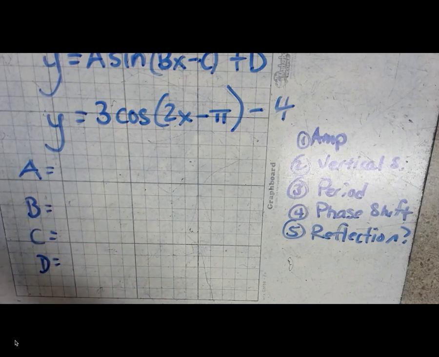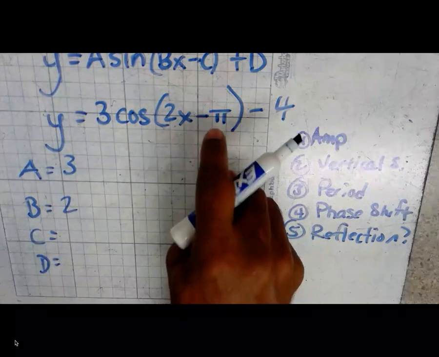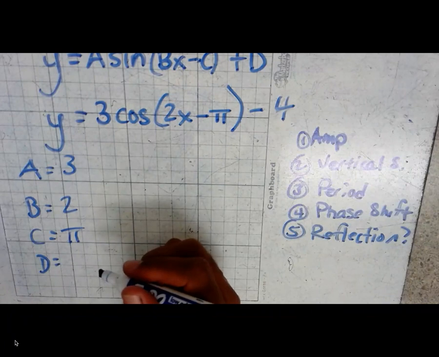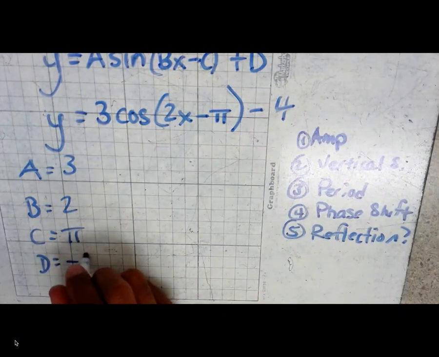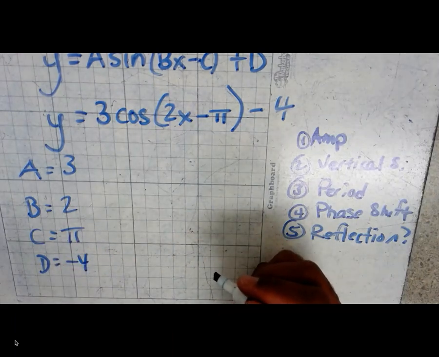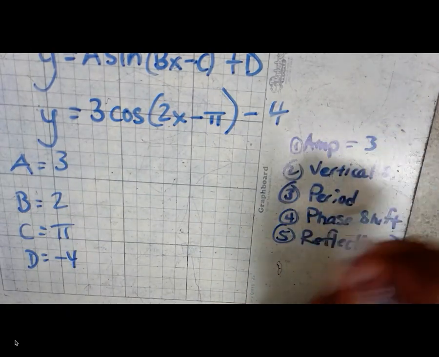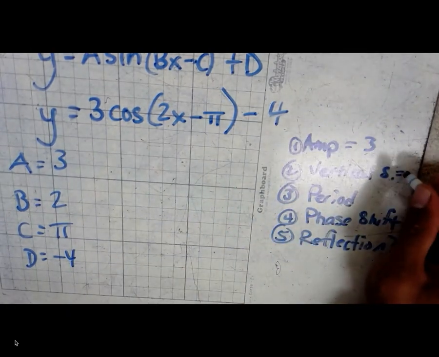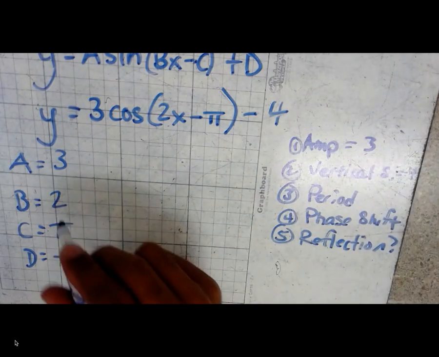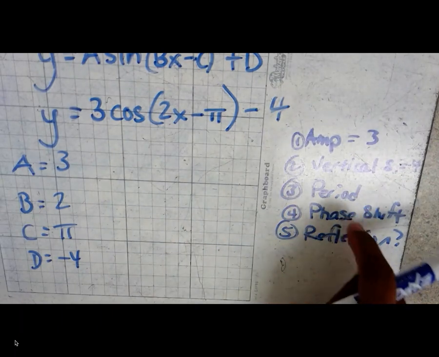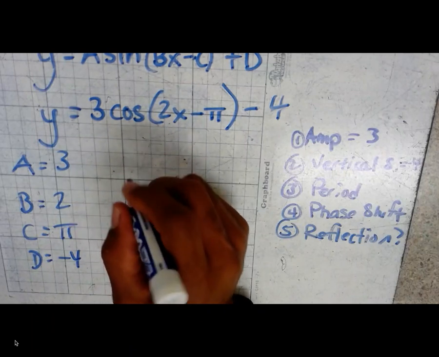Okay, so now for A, well, it's 3. B, 2. C, pi. Okay, and negative 4 or down 4 for the vertical shift. Now, the amplitude is just 3, right? The vertical shift is the D value, so minus 4. But the period has to be found using the B value. And the same thing with the phase shift, it needs to be found using the C value. So let's start with period.